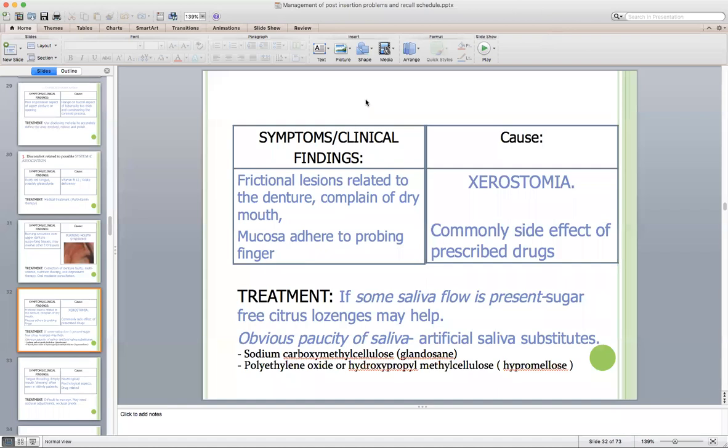So frictional lesions related to the denture with complaint of dry mouth are mostly because of xerostomia, and we have to take a thorough drug history of the patient. If some salivary flow is present, then sugar-free citrus lozenges may be given to the patient. In obvious paucity of saliva, artificial saliva substitutes should be administered, that is, sodium carboxymethyl cellulose, polyethylene oxide, or hydroxypropyl methyl cellulose should be prescribed to the patient.